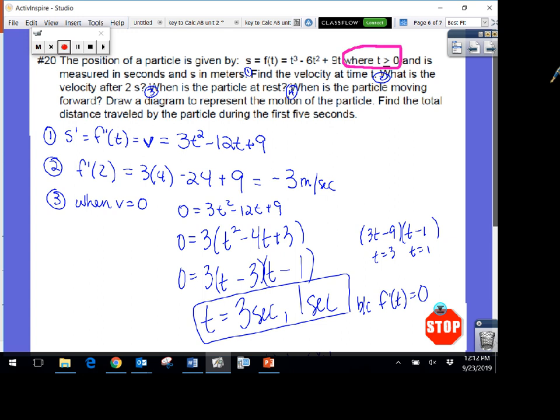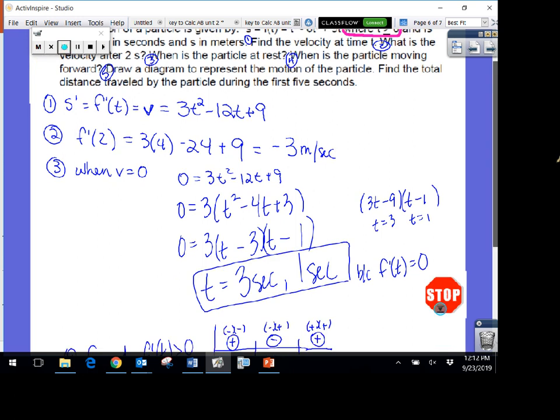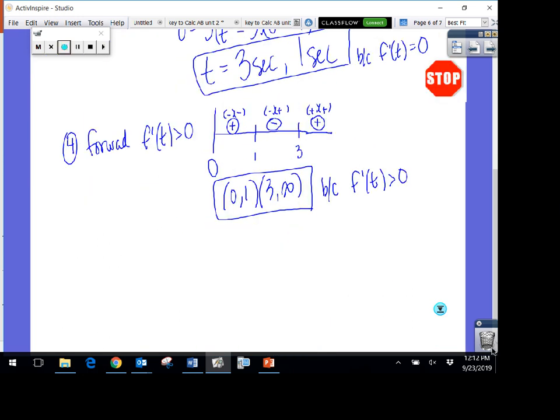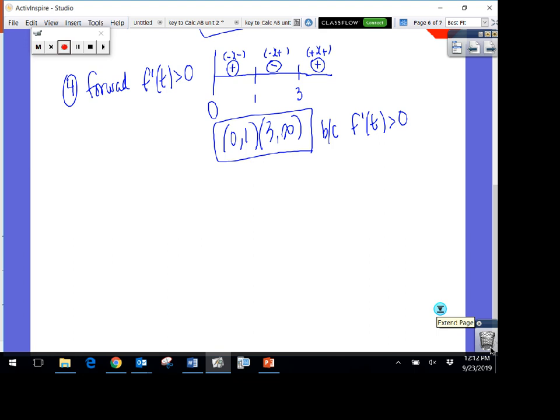The next question: draw a diagram to represent the motion of the particle. So we're drawing a diagram of the motion off of this sign chart. When is it going forward and backward? From 0 to 1, it's positive. So I'm going to go ahead and just do 1, 2, 3. And then we know from 3 it's going forever.